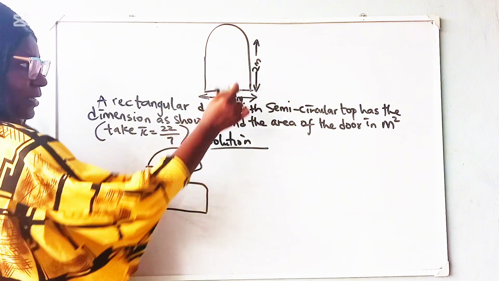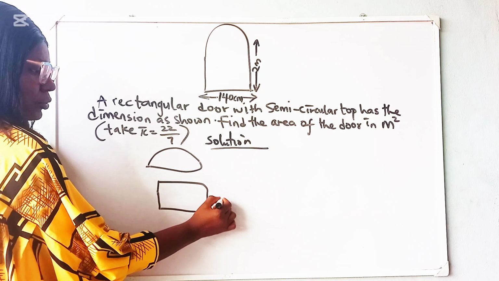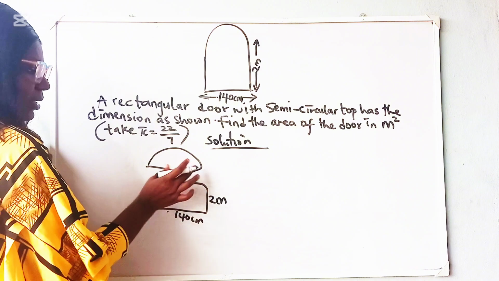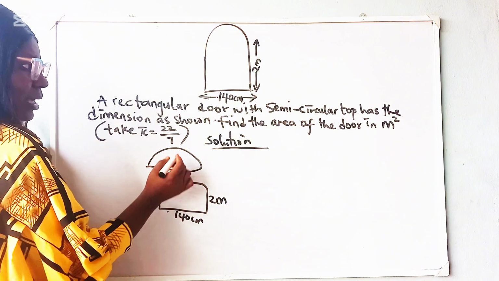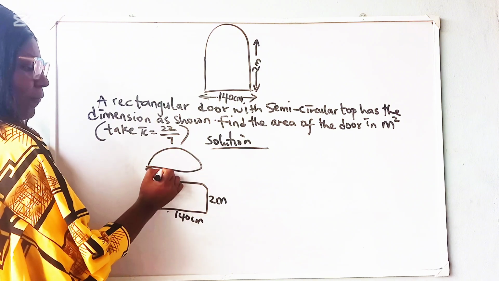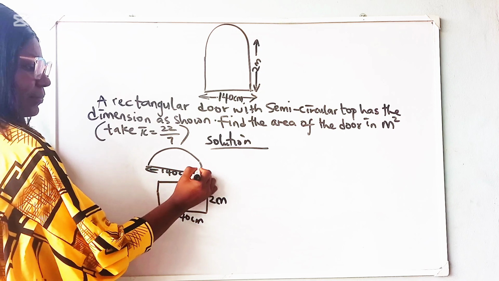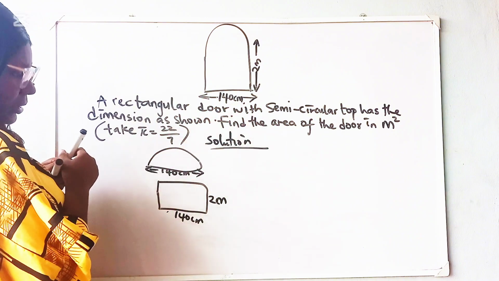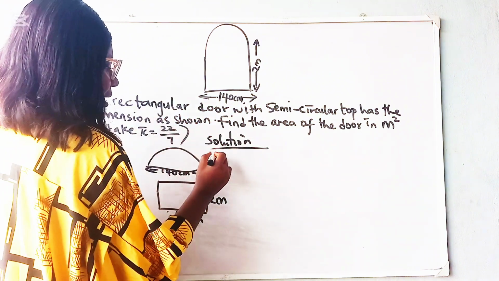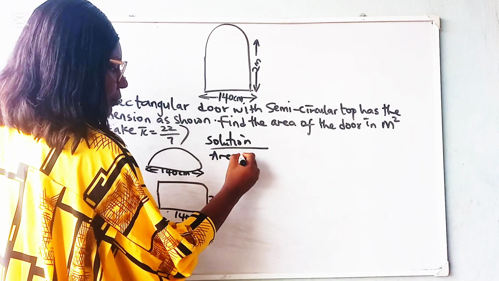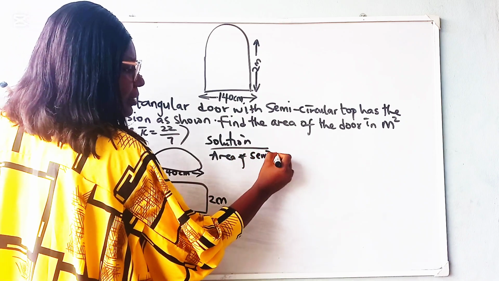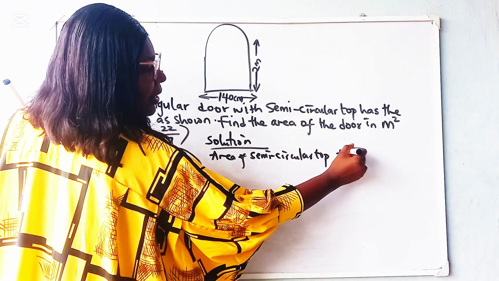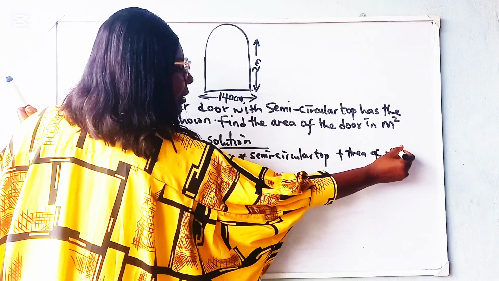Now we're going to fix the dimensions. So we have here 2 meter, and here 140 centimeter. So meaning that here, the diameter of this semicircular top is also 140 centimeter. Now, how are we going to find the area of the door? We find it as the area of the semicircular top plus the area of the rectangle.